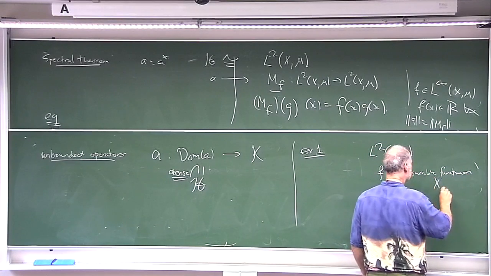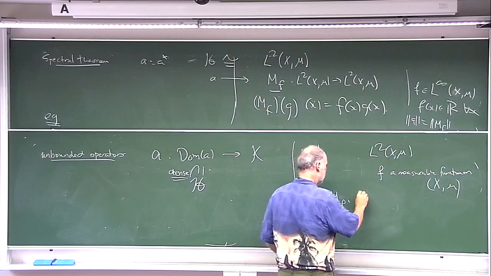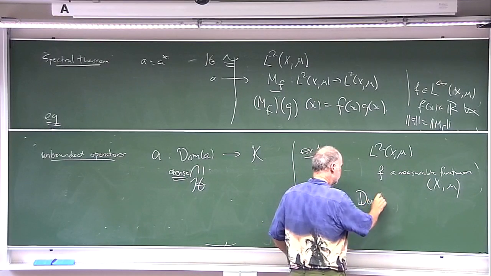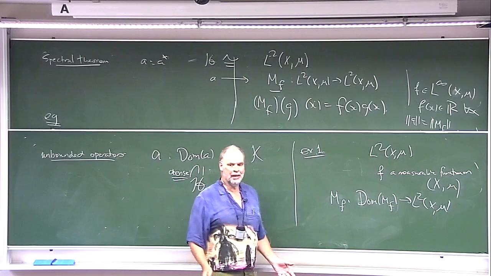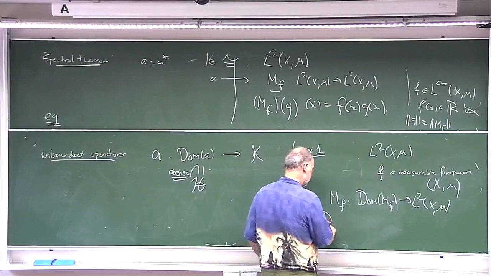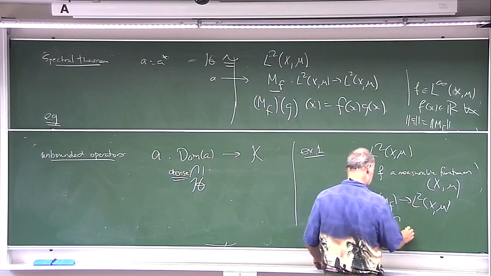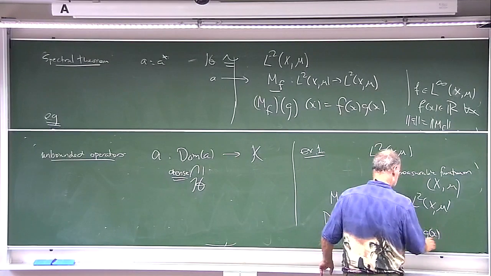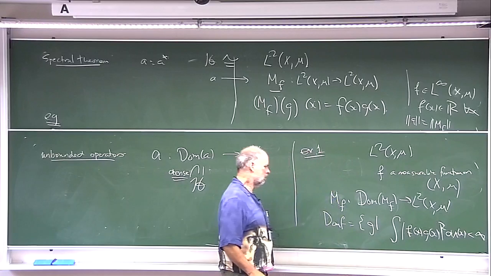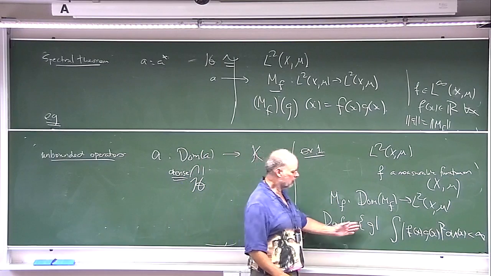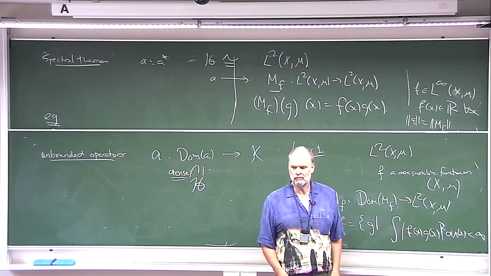On x, mu, then we can define M_f from L2, now from the domain of M_f to L2. And the domain is simply all functions for which it makes sense. So the domain of M_f is the set of all g's such that the integral of |f(x) g(x)| squared d mu is finite. In other words, if we try to define a multiplication operator by multiplying by f, then it spits out another L2 function. Okay?